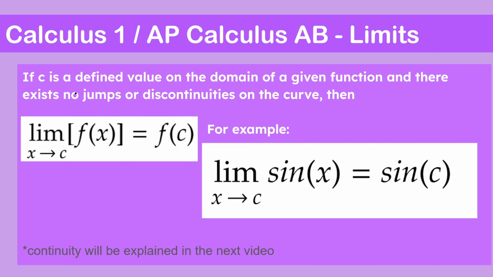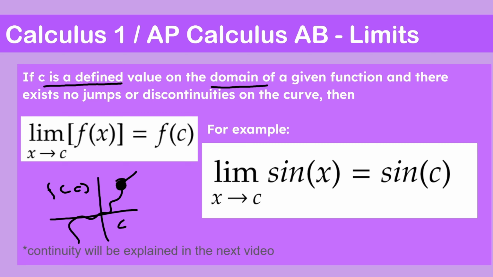Over here it says that if c is a defined value in the domain of a given function, so let's say there's some function here, and this is c, and up here is f of c, and this point is defined, and it's continuous, like there's no jumps or discontinuities on the curve, then the limit of f of x as x approaches c is the same thing as f of c. So as you get really close to here, you approach f of c, and you also approach f of c from the right as well. So for example, the limit of sine of x as x approaches c is the same thing as sine c, because sine of x is continuous for all of its domain.